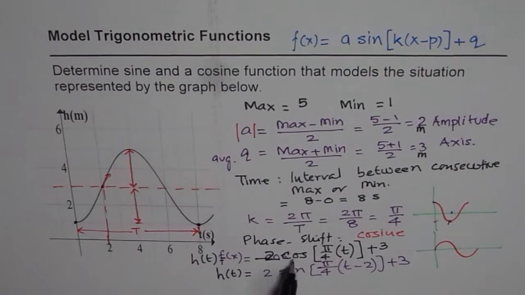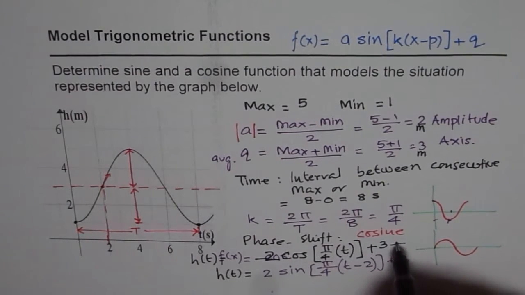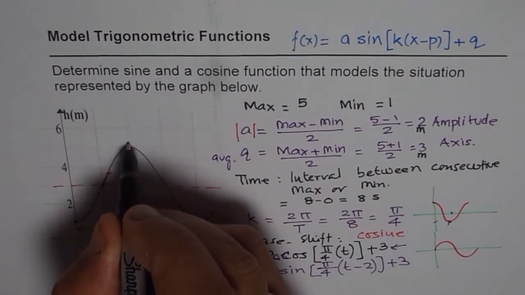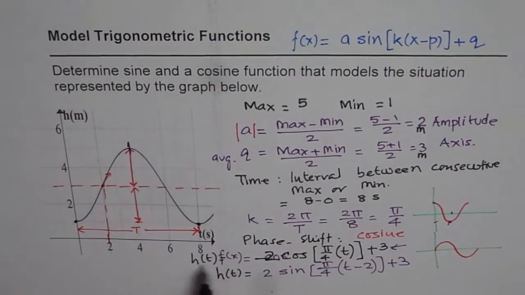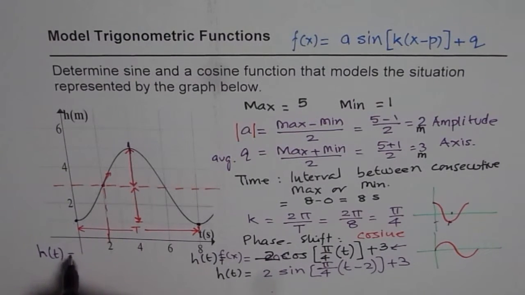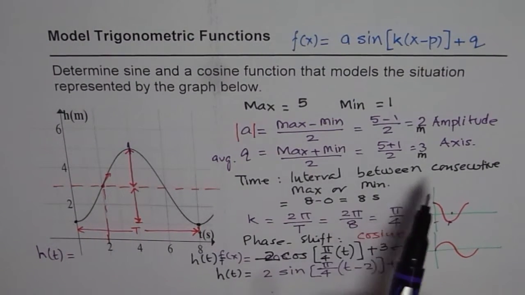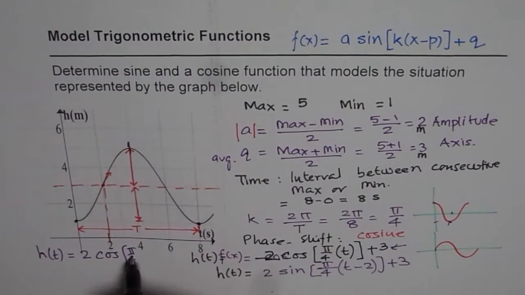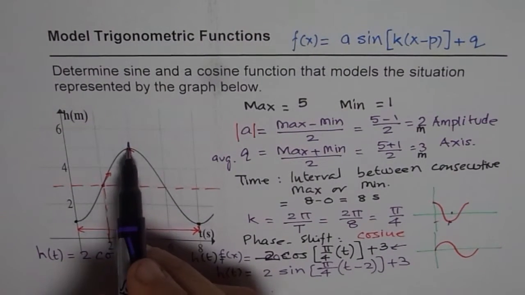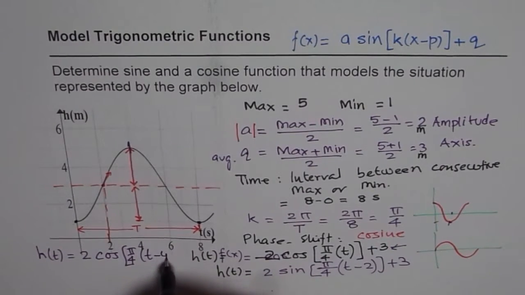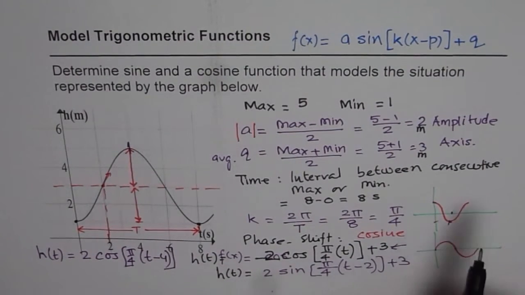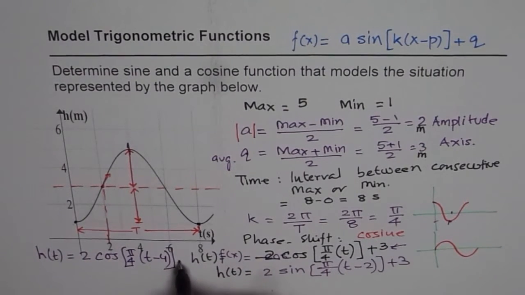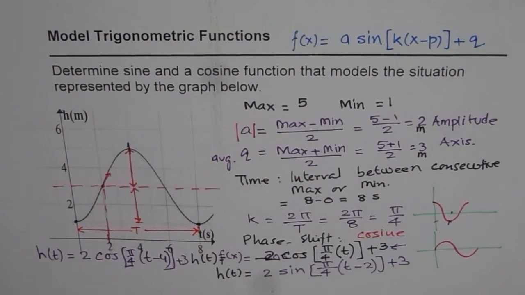Let me give you an alternate equation for the cosine function also using the phase shift, which is here. The cosine function starts from here also, right? So we could write this also, let me write here, h of t equals, amplitude is 2 for us, correct? Cos of k, we just calculated pi by 4, t minus, so this starting point for the cosine function is at 4, right? So we write 4 here, bracket close, plus the axis, which is 3, plus 3, correct? So that becomes the cosine function also.